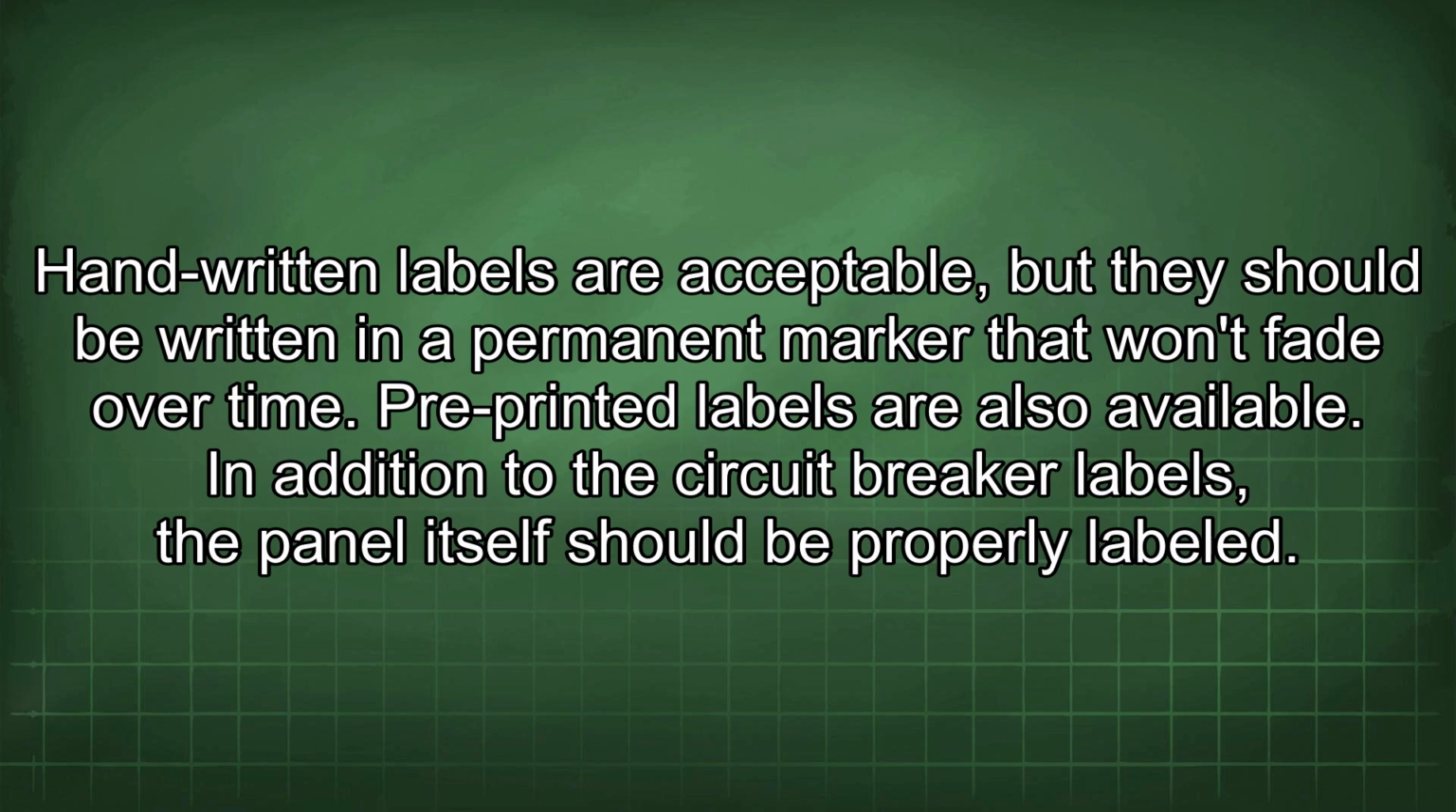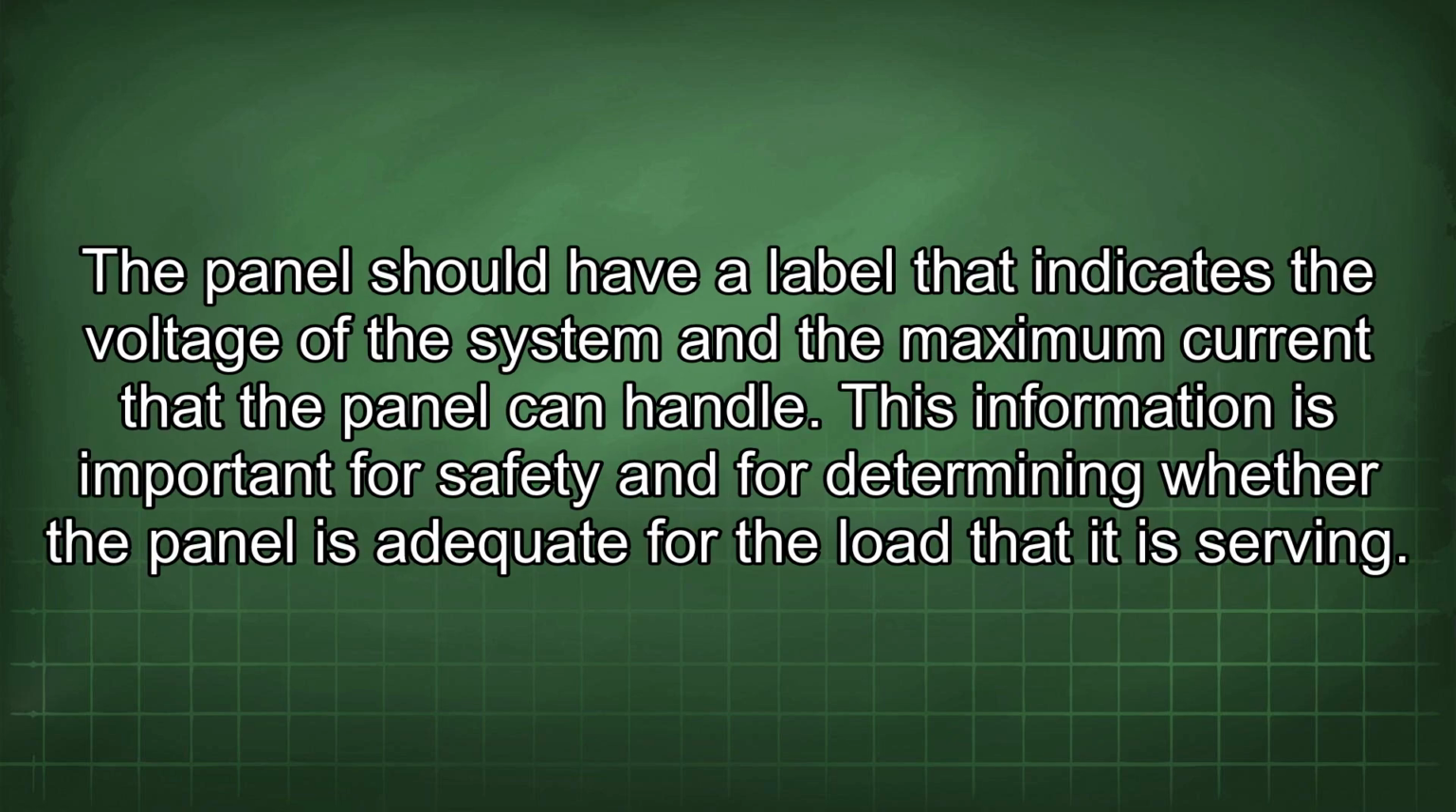Handwritten labels are acceptable, but they should be written in a permanent marker that won't fade over time. Pre-printed labels are also available. In addition to the circuit breaker labels, the panel itself should be properly labeled. The panel should have a label that indicates the voltage of the system and the maximum current that the panel can handle. This information is important for safety and for determining whether the panel is adequate for the load that it is serving.